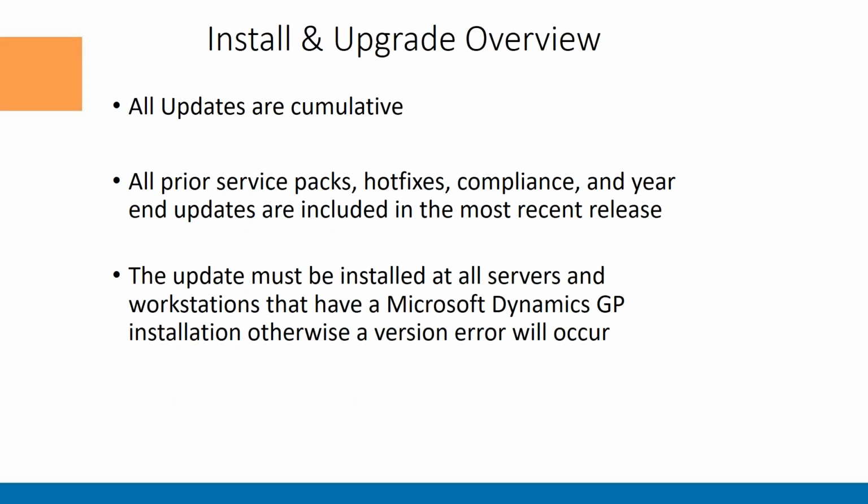When you do the install and upgrades, all of the updates are cumulative. That is, you can simply grab the latest service pack or update and install it. It will include all of the prior service packs, hot fixes, compliance, year-end updates, everything. There's only one that has to be done. First, the update must be installed at the servers and all the workstations that have a GP installation. Everything's got to stay synchronized in that regard.